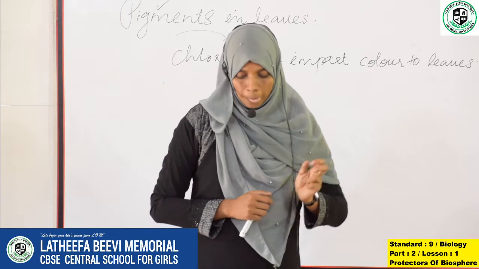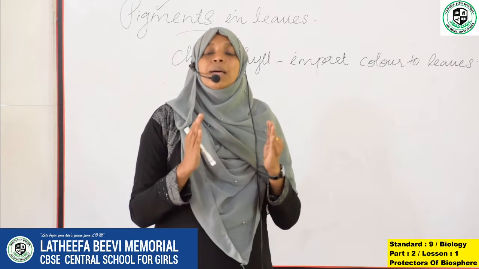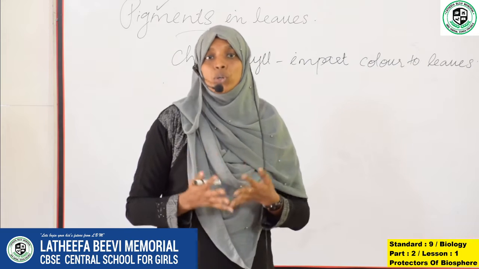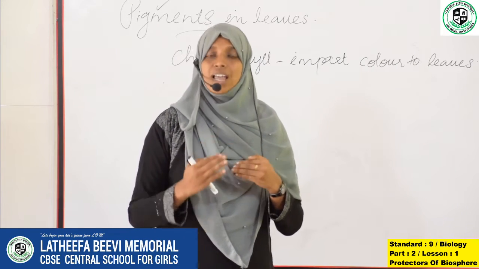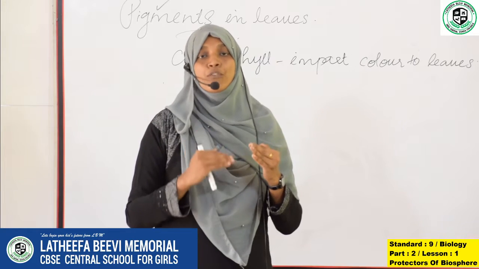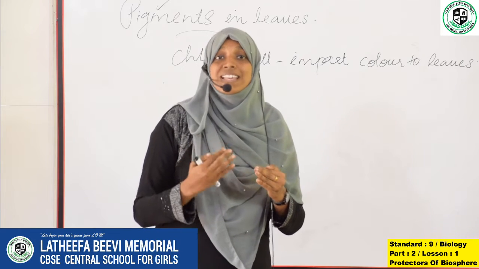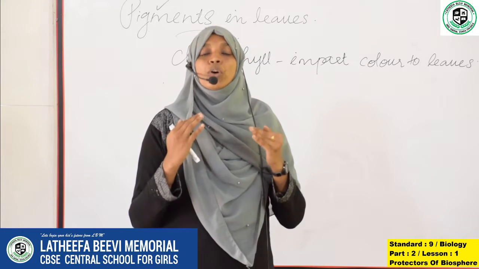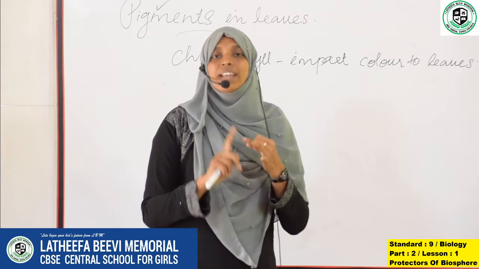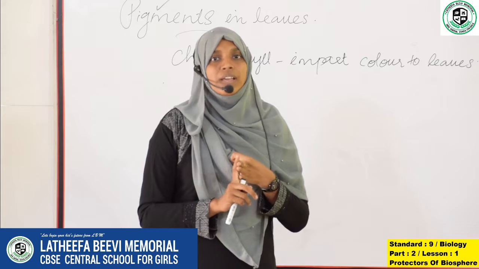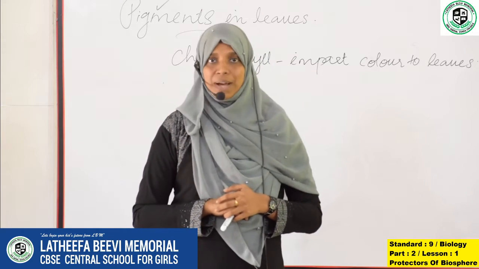Okay. So, we know that with the help of chlorophyll, plants and leaves carry out photosynthesis. Chlorophyll is a pigment. It imparts green color to the leaves. With the help of chlorophyll, sunlight and carbon dioxide, plants carry out photosynthesis. In plants, photosynthesis takes place with the help of carbon dioxide, water and minerals.